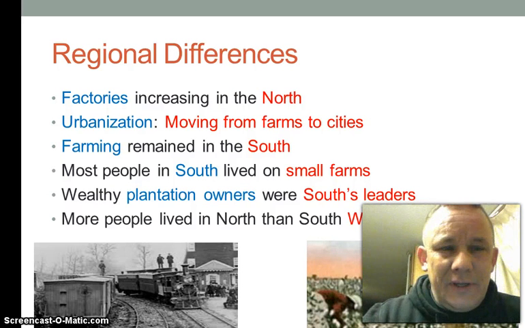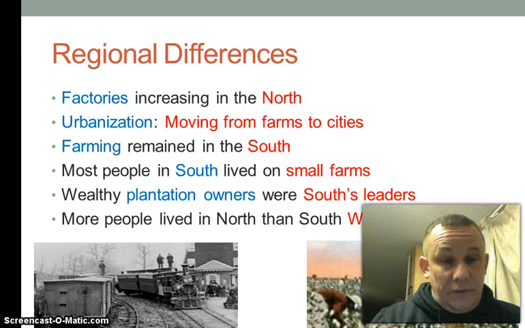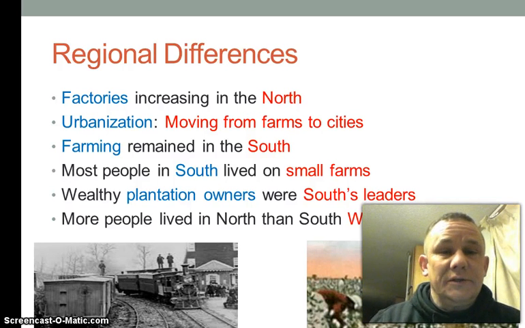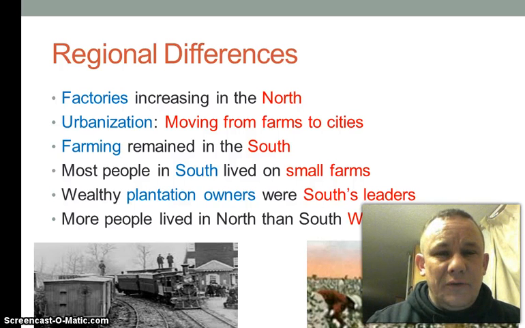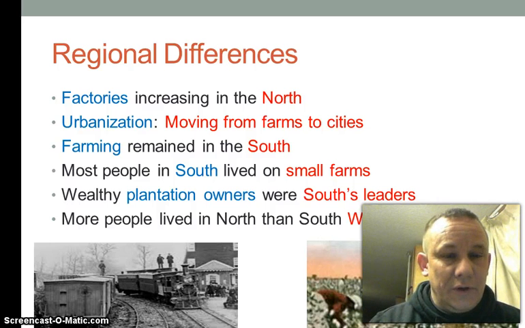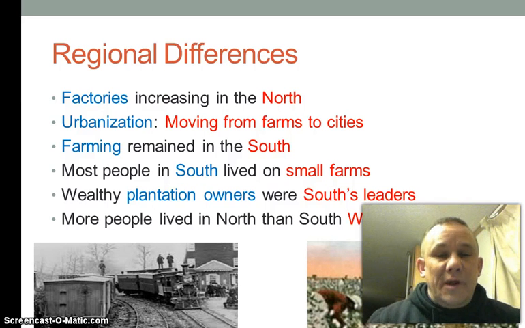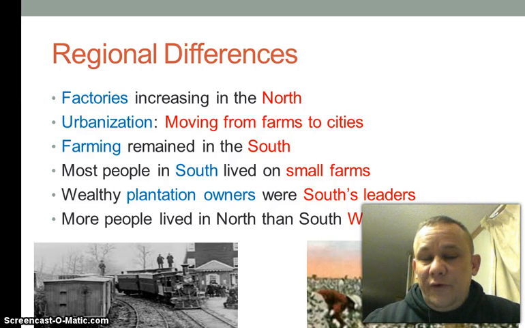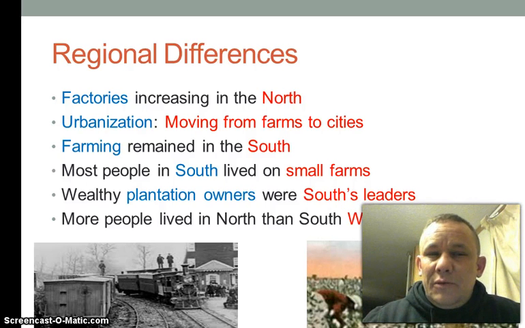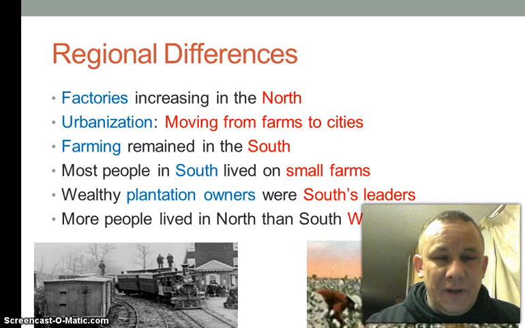Regional differences. Factories were increasing in the North, causing urbanization. Urbanization is when people move from rural areas to urban areas in order to find work. Many people in the South were moving from the farms to cities in order to work. Farming still remained in the South. Most people in the South lived on small farms, but the wealthy plantation owners were still the Southern leaders.